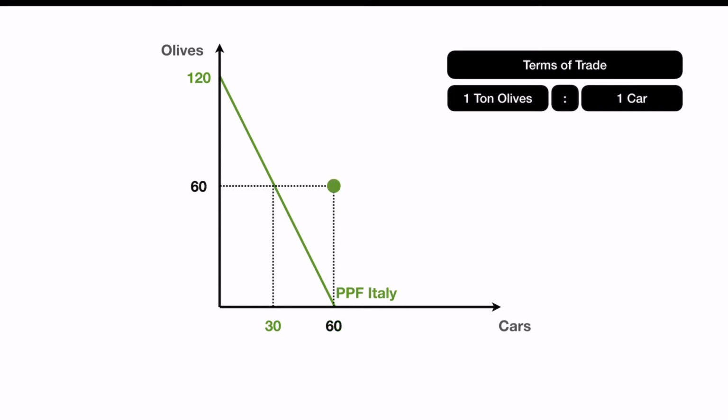This enables Italy to achieve combinations for consumption that are beyond its PPF, with an extra 30,000 cars for use than if they had not specialised and traded. And Germany would receive gains in the same manner. Trade is beneficial for both countries.